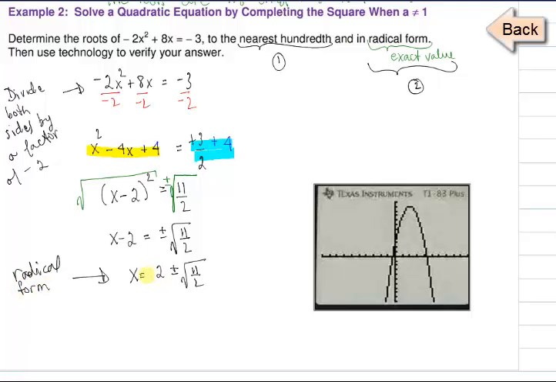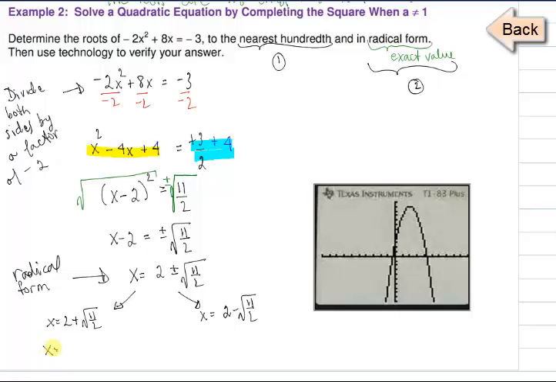It is considered exact because you are not actually working out what the square root of 11 over 2 is. The approximation comes in when you are asked to work it out to the nearest hundredths. So remember, this plus and minus here indicates that you're going to go 2 plus the square root of 11 over 2, and that you're going to go 2 minus the square root of 11 over 2.